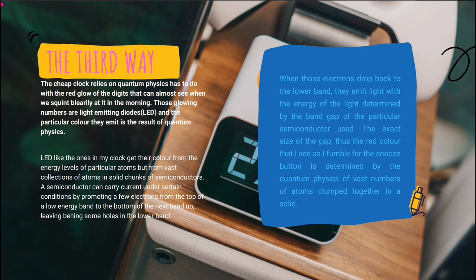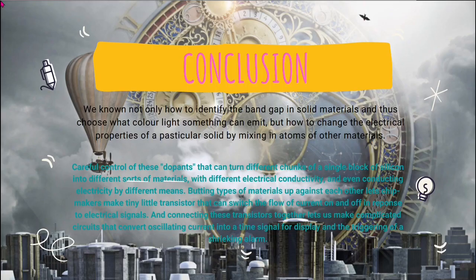LEDs like the ones in my clock get their color not from the energy levels of particular atoms, but from vast collections of atoms in solid chunks of semiconductors. A semiconductor can carry current under certain conditions by promoting a few electrons from the top of a low energy band to the bottom of the next band up, leaving behind some holes in the lower band. When those electrons drop back to the lower band, they emit light with the energy of the light determined by the band gap of the particular semiconductor used.